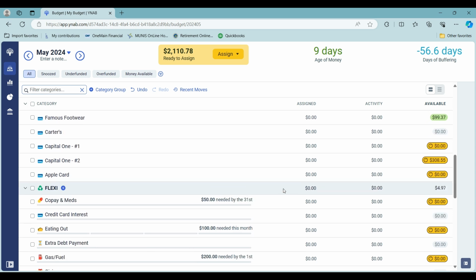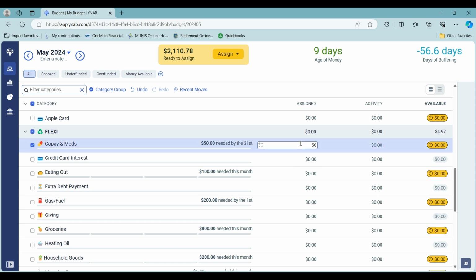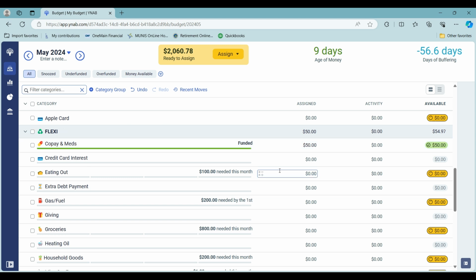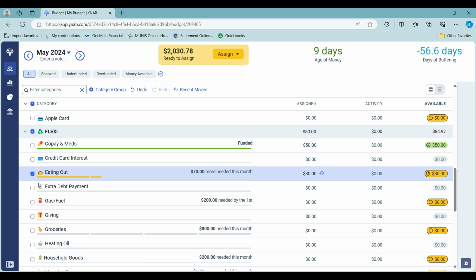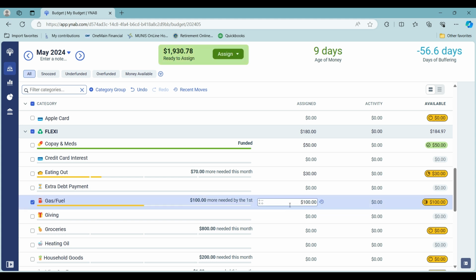Hold on to that. All right, so now copay and meds. Let's put $50 here. The way things have been going, I need to put some money in there. Credit card interest, we'll deal with that during the month when the statements close. Eating out, let's put $30 in here. Extra debt, we won't worry about that for now. Gas and fuel, let's put $100 in gas and fuel for right now.